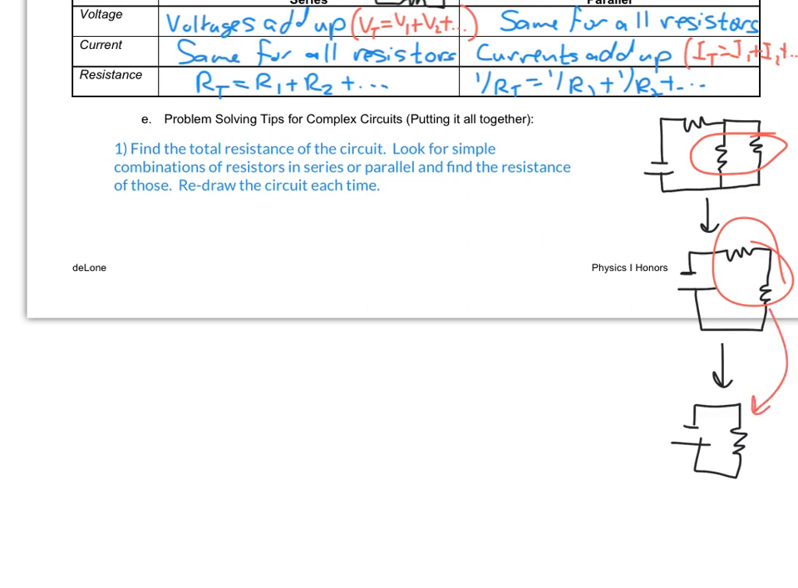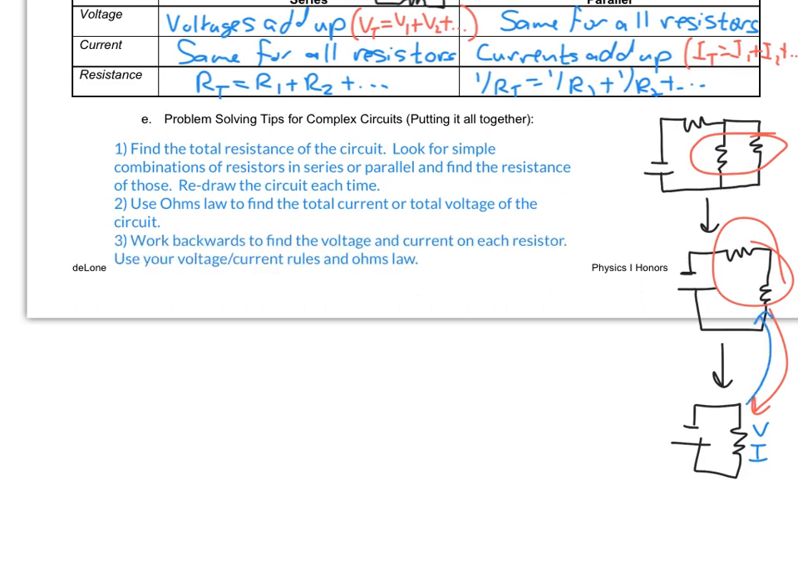Once we have that, we're going to find the total current or the total voltage through the circuit, and we're going to do that using Ohm's law, V equals IR. And from there, then, we're going to identify the voltage and current on the resistor and keep stepping that back, identifying the voltage and current on the resistors in the previous drawing, okay? Building our circuit back up until we have the voltage and current on each individual resistor. Okay, and that really just comes from using your voltage rules, using your current rules, and using Ohm's law, right? Once you have one of those, you can find the other. So if you know the voltage, you can find the current, and vice versa.